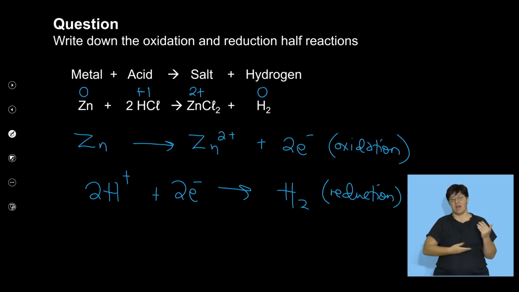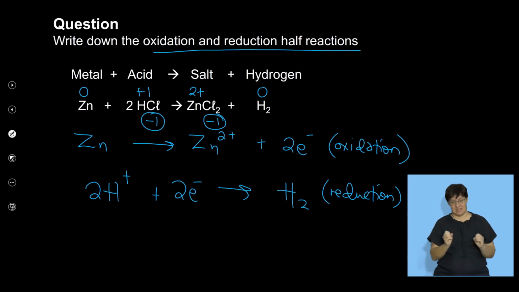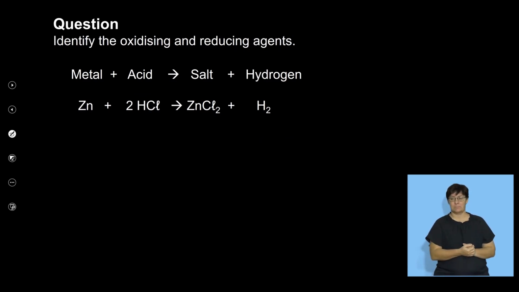You'll also realize that for chlorine, it's -1 on this side and -1 on that side, so chlorine is not involved in the electron transfer. These are the oxidation and reduction half reactions for this reaction between a metal and an acid. We are happy with that. So if zinc undergoes oxidation from oxidation number 0 to 2+, zinc is the substance that undergoes oxidation, which makes it a reducing agent.